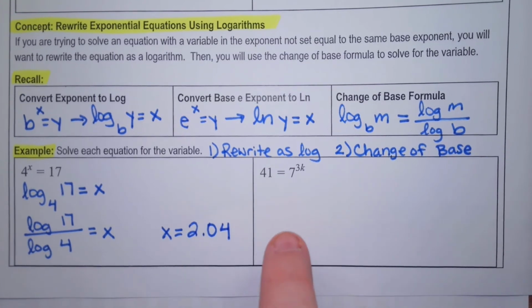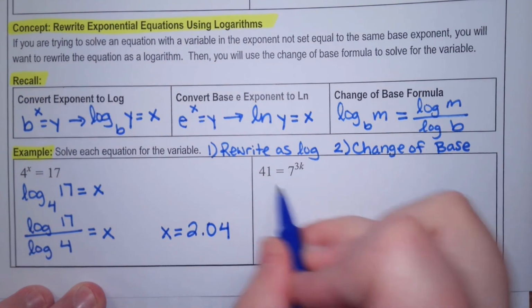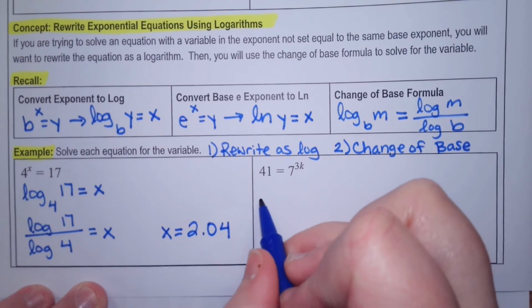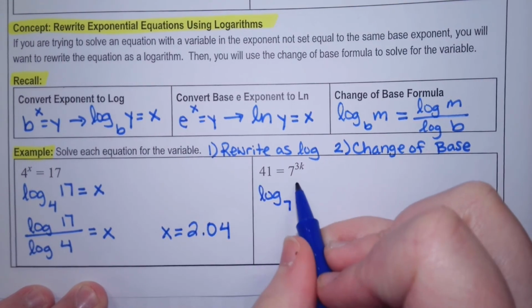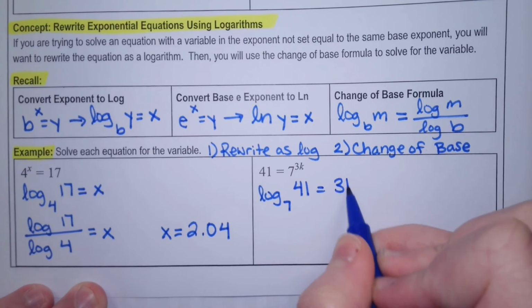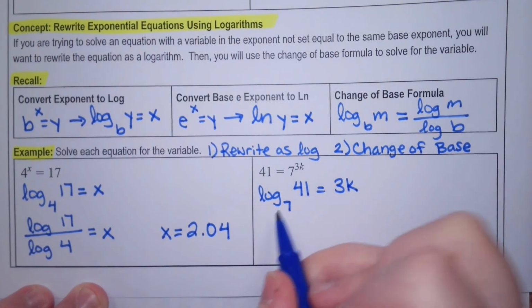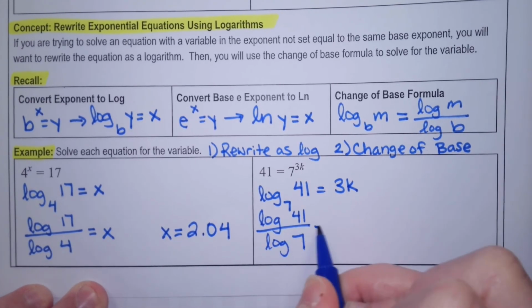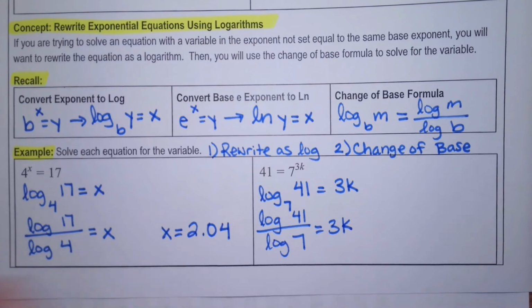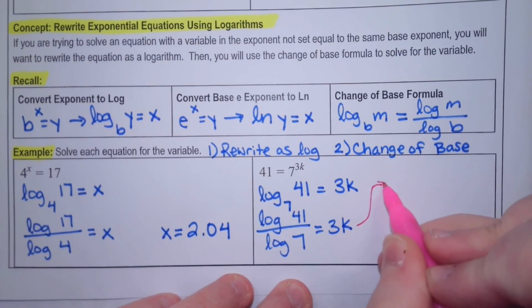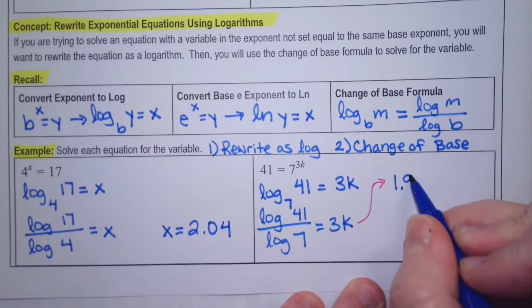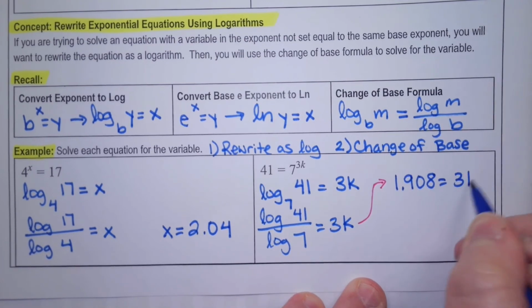All right, our next one. We start the same. We need to rewrite this. Don't let the exponent on the other side fool you. Our base is 7, so log base 7 of 41 is equal to 3k. Change of base. Log 41 divided by log 7 is equal to 3k. Log 41 divided by log 7, 1.908 is equal to 3k.